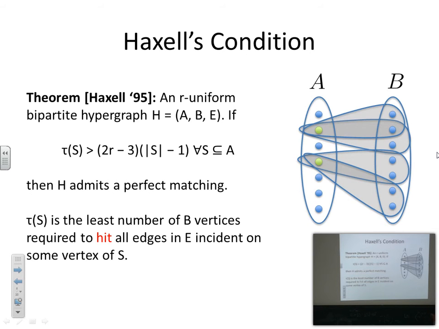So here is a picture. This is the collection of vertices that I've chosen to be in the set S, and this is the collection of all the edges that are incident to these two vertices, and the fewest number of vertices from the B side that you need to hit all of these edges is 3. Okay. So notice that there is a strict inequality here. So tau of S is strictly more than (2r minus 3) times (S minus 1).